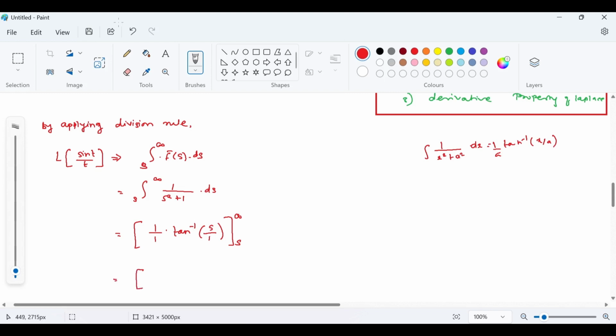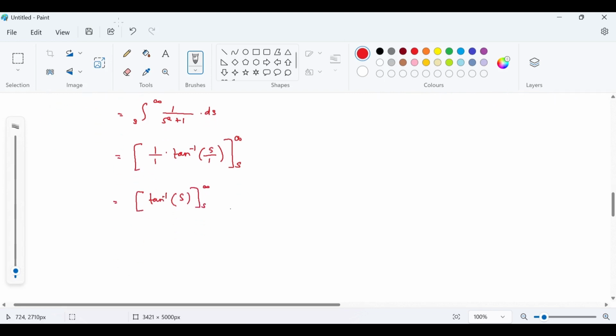What can I write here? Tan inverse s, with limits s to infinity. Now I'm going to put this upper limit and lower limit. What can I write? Tan inverse infinity minus tan inverse of s, right? Tan inverse infinity value is pi by 2 minus tan inverse s.